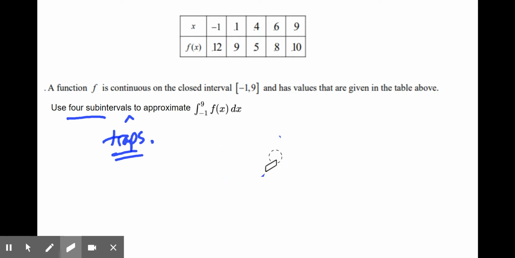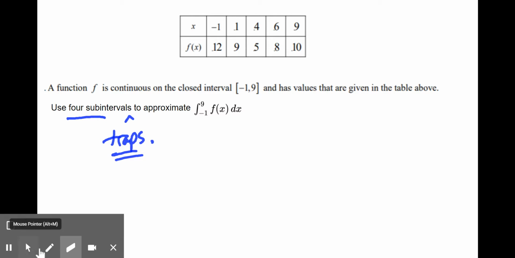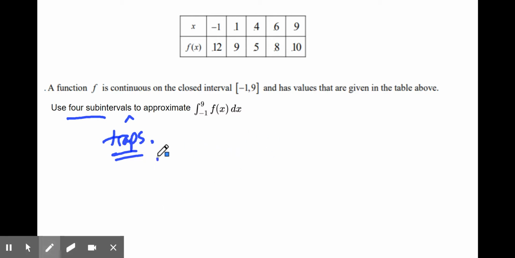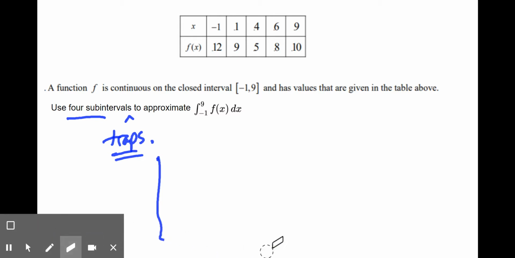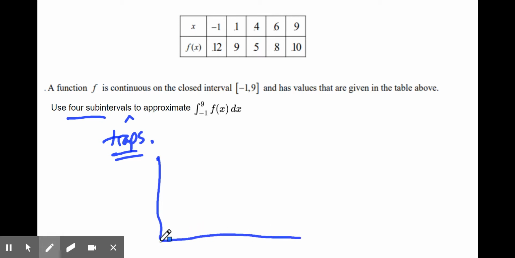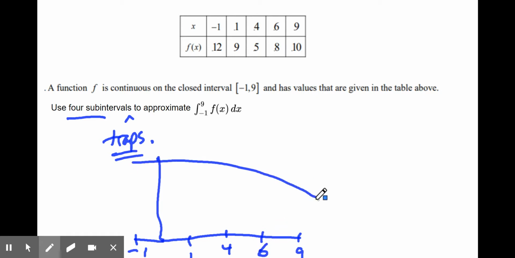Again, just draw anything. It doesn't matter. Put your points on there as they are. Let's try that again. Sorry, that's not going to work. So we're going to start on -1. It doesn't matter. Start on -1, 1, 4, 6, 9. Here's your curve. Again, it doesn't matter what it looks like.